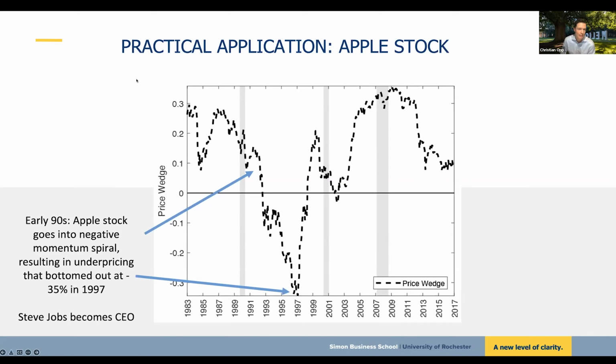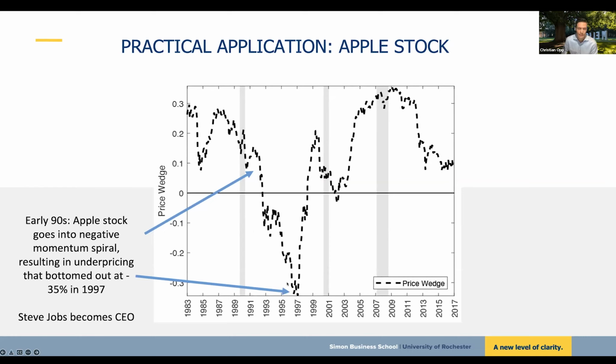So what you see here is for Apple, an example where we go from 1983 all the way to 2017. And a positive price wedge means that our method says that Apple was overpriced. So we're starting here with roughly 30% overpricing. If we're in negative territory, then the stock is underpriced relative to fundamental value. Okay, so we're starting here just as an example with Apple in the early 90s. Apple actually went into a sort of a negative momentum spiral, which meant that negative returns predicted further negative returns, which pushed the price all the way to about minus 35% underpricing in 1997.